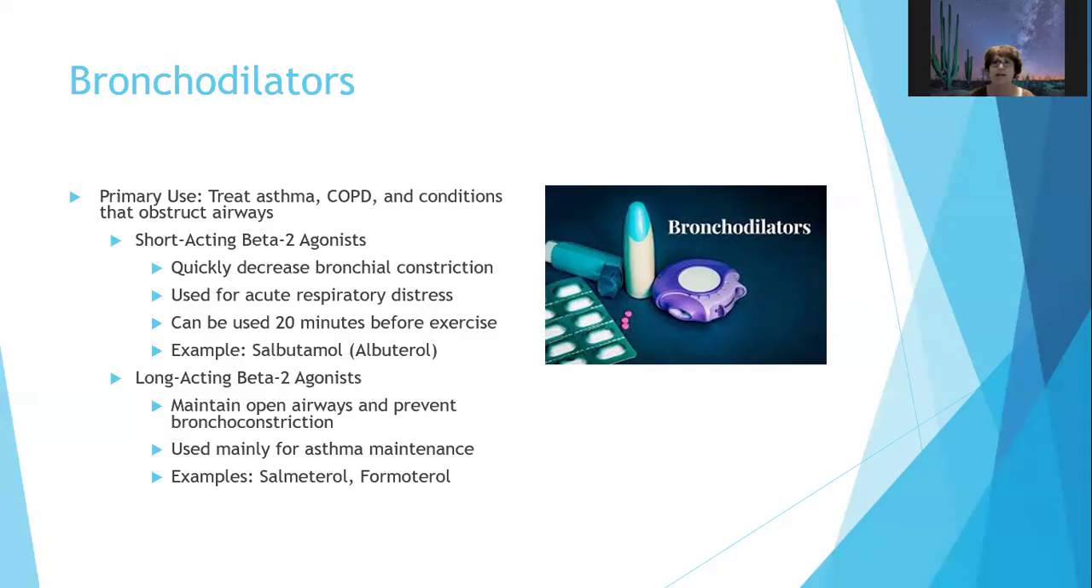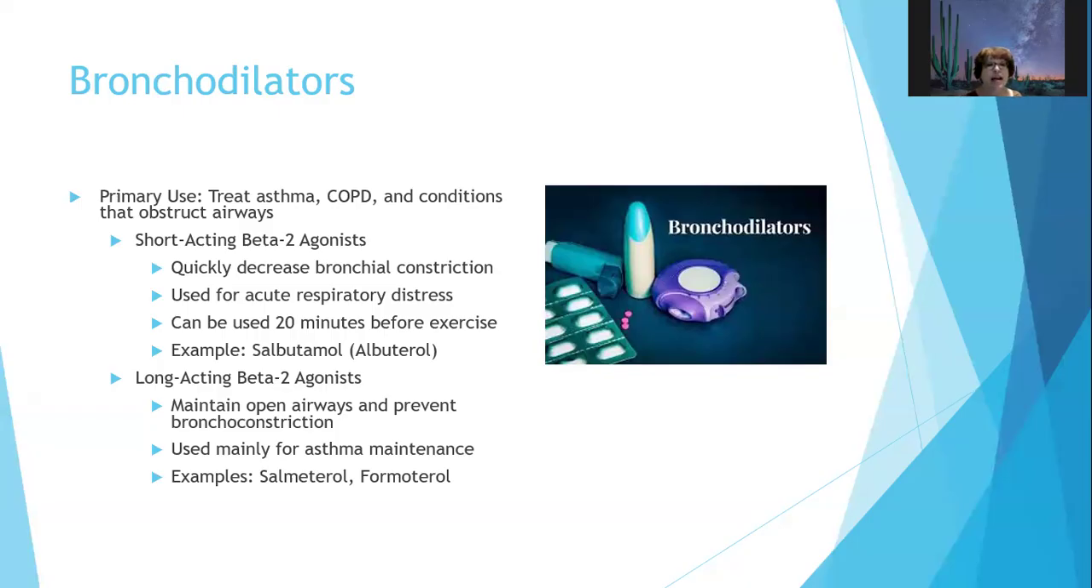Several years ago, I had pertussis, and they gave me an albuterol inhaler 4 times a day when I had difficulty breathing, until I got over the pertussis, which was great. It quickly decreases bronchial constriction. It's used for acute respiratory distress. It can be used 20 minutes before exercise to prevent an asthma attack. So people that have exercise-induced asthma, which is due to reactive airways, will use an albuterol inhaler.